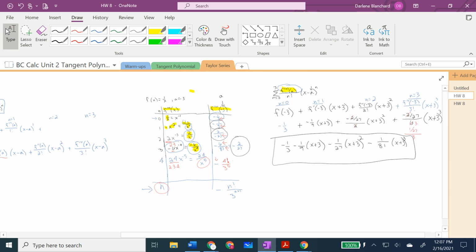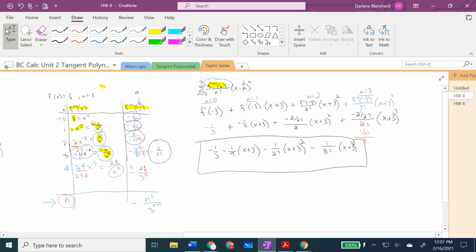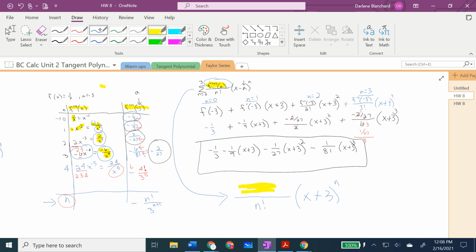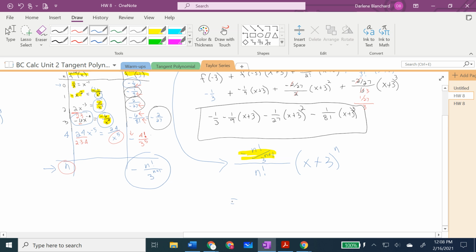So I'm taking the formula of Taylor's series, and I'm not going to write the sigma, I'm just going to write the formula part. I'm going to write the nth derivative at the center divided by n factorial times x minus the center to the n power. And then separately, I am going to plug in this formula and simplify. And when I simplify, the n factorials cancel each other out. And I now have a general formula.